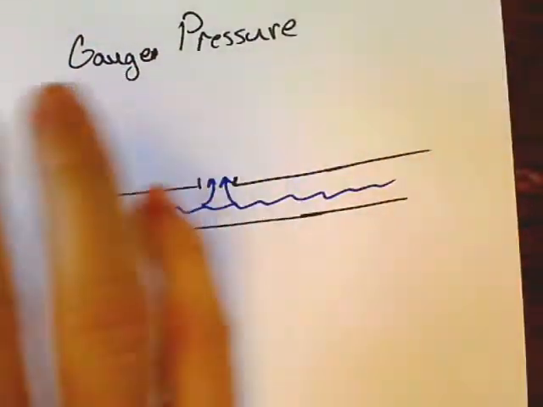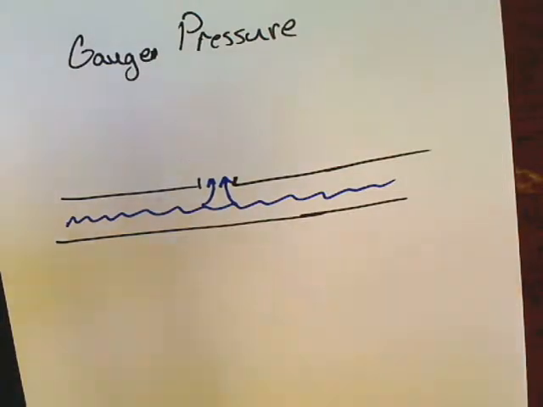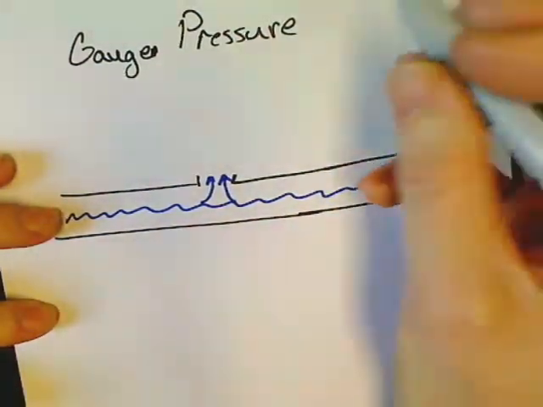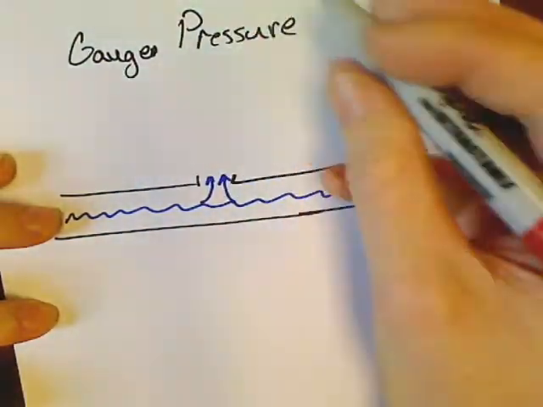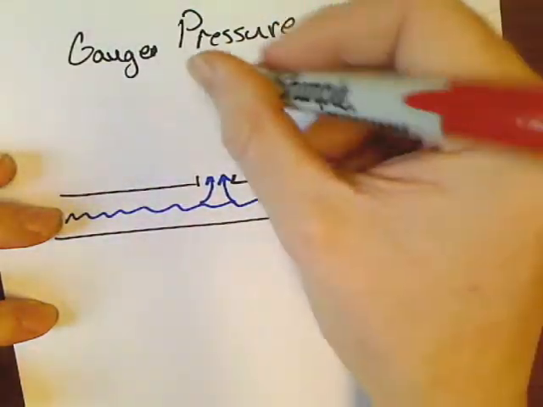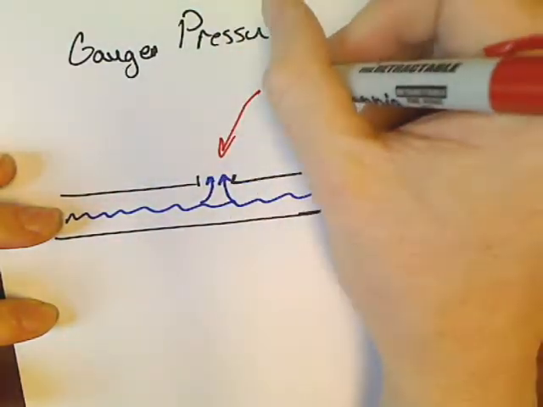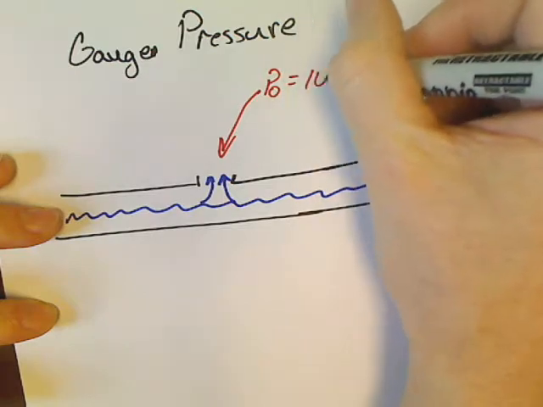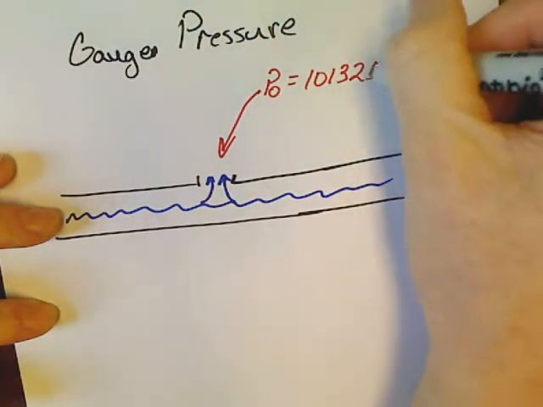Well, here's the thing you've got to think about. This water may be trying to get out, but you've got to remember something. There is air all the way around this opening. That air is pushing back with a pressure of 101,325.